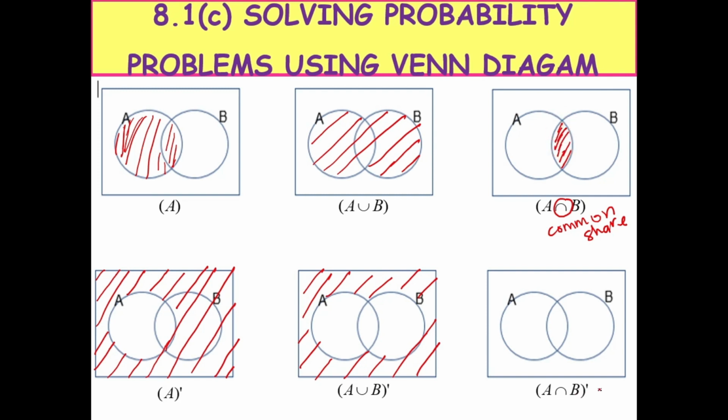Now A intersect B prime. So this is exactly the opposite of what we have just done before. So we have to look at the opposite of this area, which is everything outside the middle region.